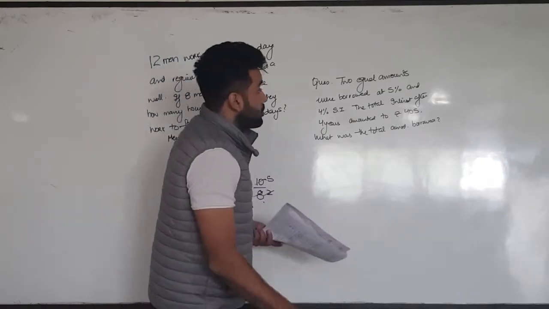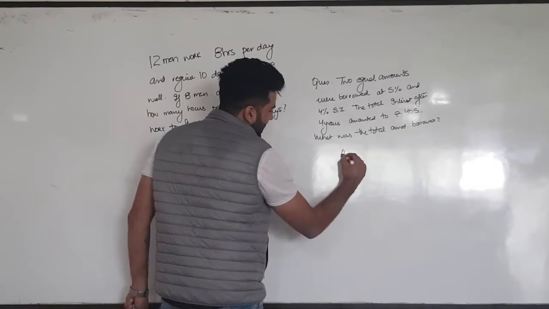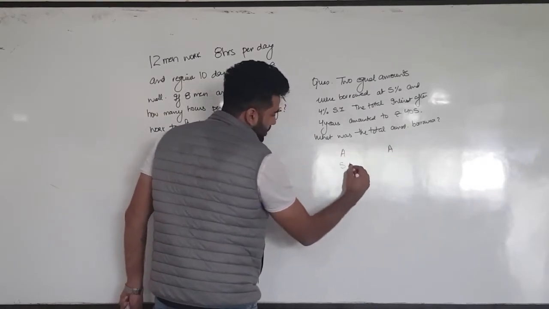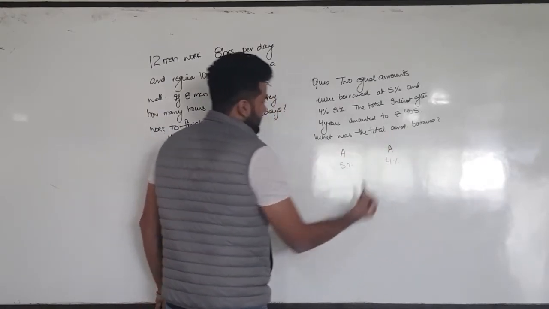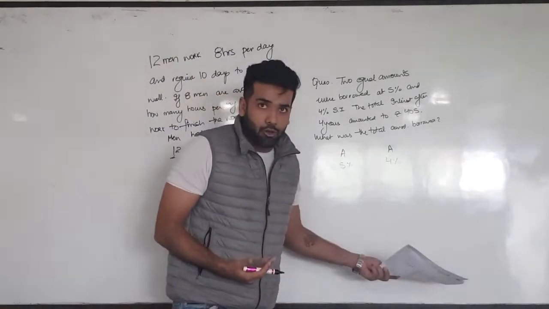Two equal amounts were borrowed at 5% and 4%. Say the amount is A and A. One is at 5% and the other is at 4%. The total interest after 4 years. So we put both the amounts for 4 years.